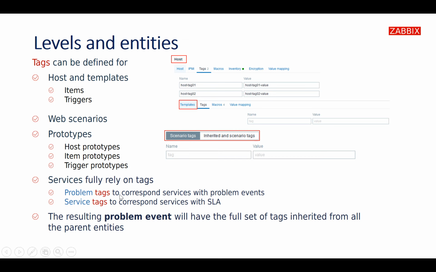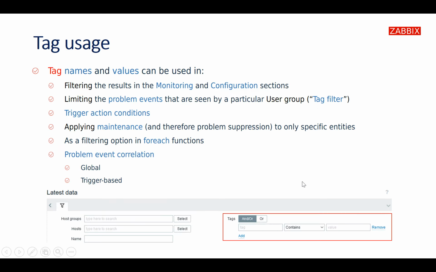Services, so SLA, now is fully based on tags, on matching problem and service tags. The resulting problem event that is generated will have the full tags inherited from all the parent entities, all the way from template to host to trigger to item, and we can end up with quite a long set of tags in the resulting problem event. So tag usage, tag names and values, where can you use them?